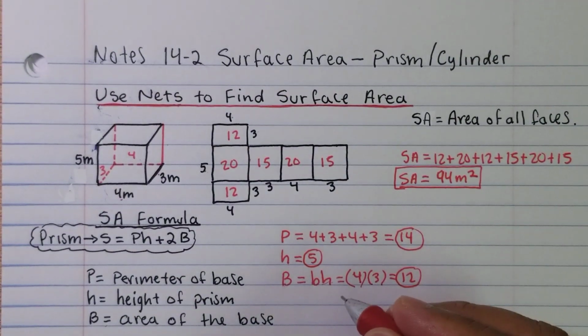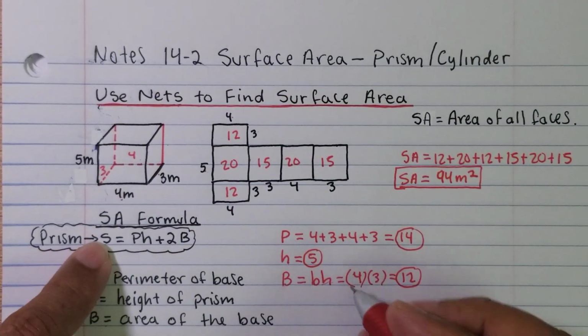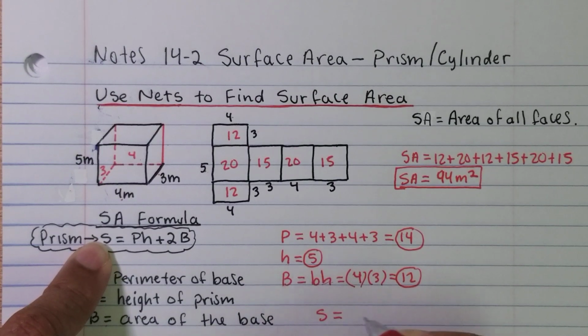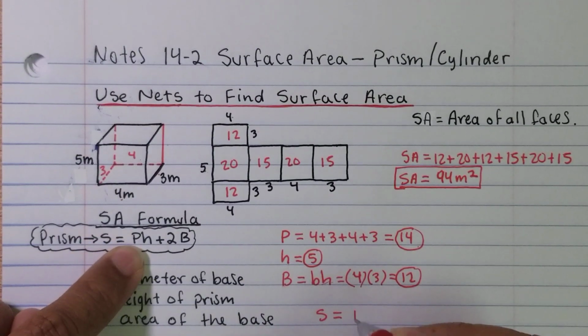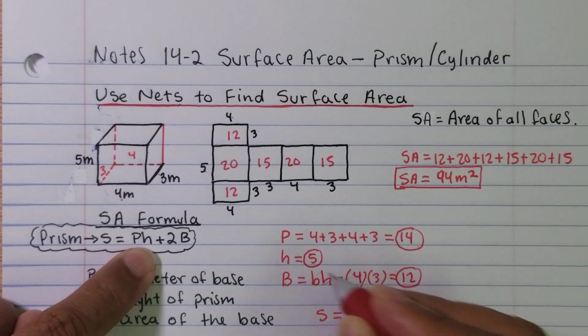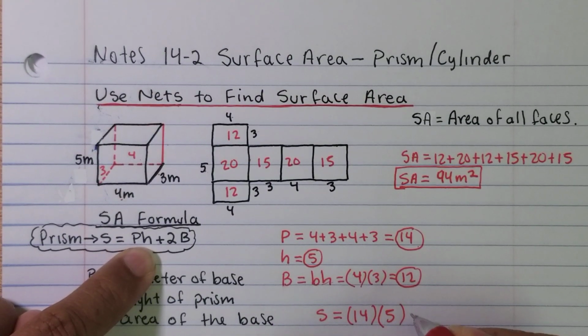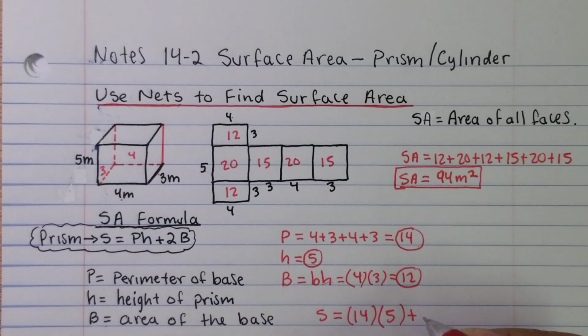So all we need to do is substitute it into this formula. Okay, so the surface area is going to be equal to the perimeter, which we said is 14, times the height, and the height is 5, plus the area of the base. And the area of the base, we said is 12, right? So then, let's see, 14 times 5.